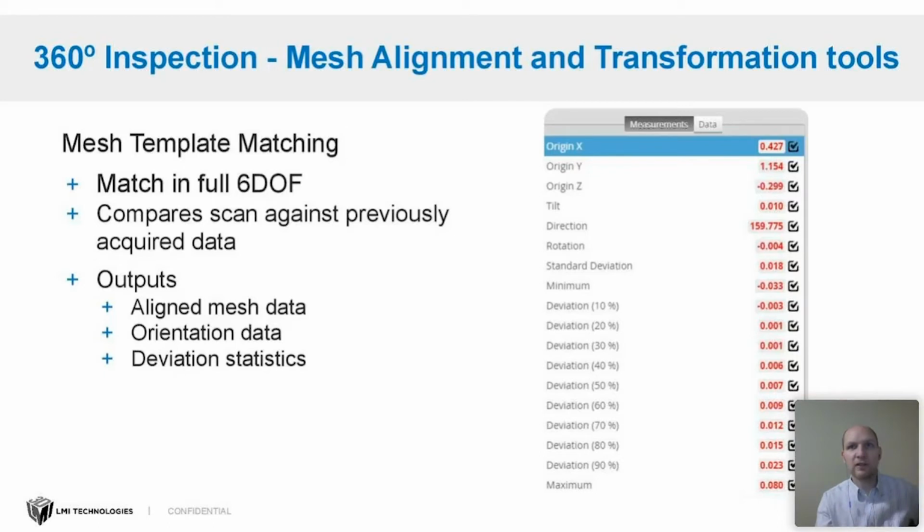So this outputs the aligned mesh data and the orientation data of the current scan, but it also outputs deviation statistics. There's some basic comparison that you can also perform within the tool with a minimum, maximum, and then a percentile deviation. You can set what degree of accuracy you want to see these percentiles in. You could go from 25 or 10% and see where your deviations are across that distribution. So in this case, we can see our highest deviation is 80 microns, and our lowest is 33 in the opposite direction.